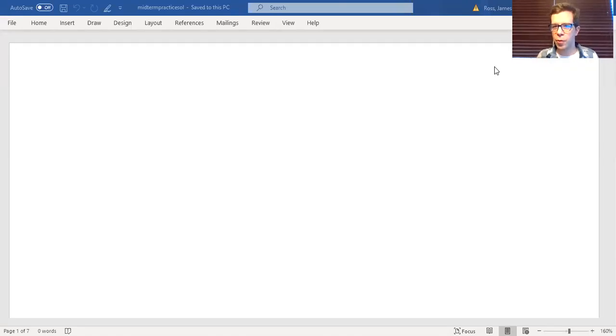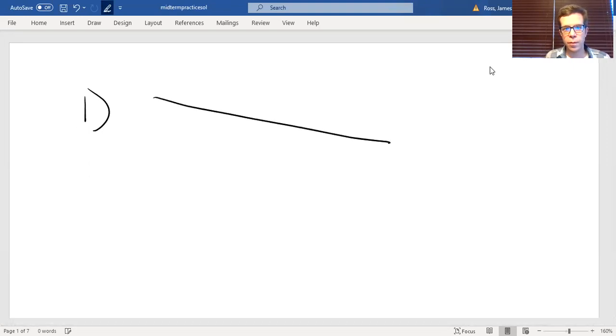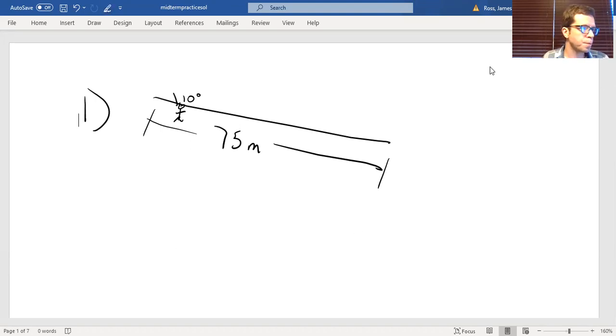All right, I'm going to run through some quick solutions to the midterm practice problems. Number one, a person slides down a zip line tightly strung at 10 degrees. The line is 75 meters long. Find the speed at the end if they start at 1 meter per second.